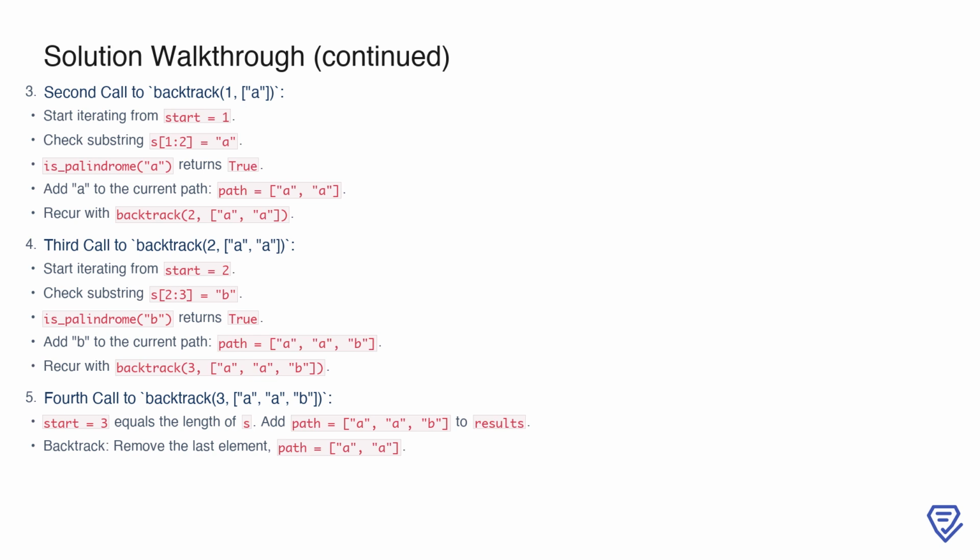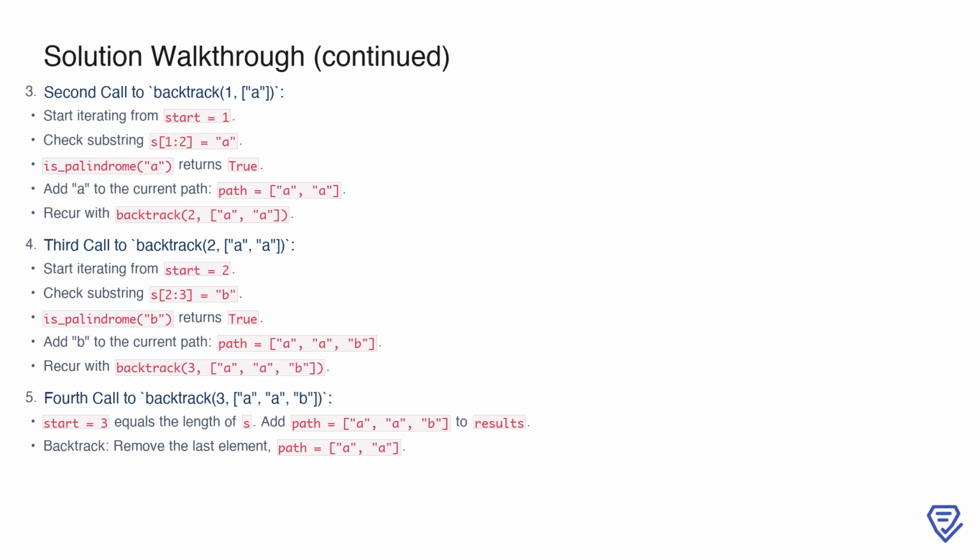We then make another recursive call to backtrack with the updated path and index, calling backtrack(2, [a]). In this third call, we start iterating from index 2. The substring s[2:3] is b, which is also a palindrome. Adding b to the path results in path equals [a, b]. At this point, we reach the end of the string, as the starting index becomes equal to the string's length. This means we've found a complete partition, so we add [a, b] to results.